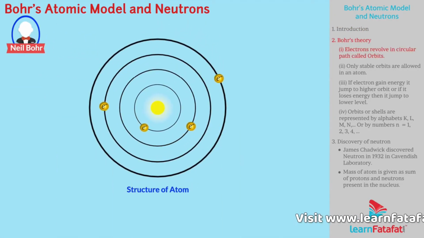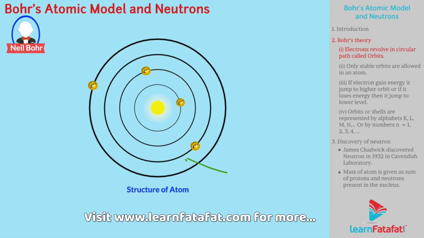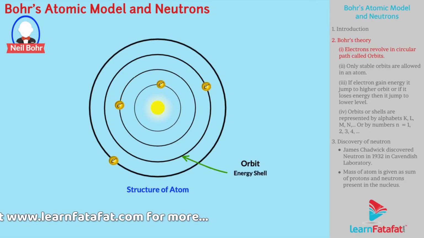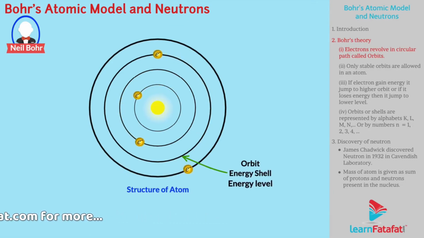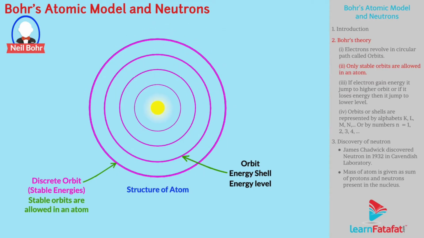So, according to Bohr's theory, electrons revolve in circular paths called orbits or energy shells or energy levels. There is possibility of infinite orbits in an atom. However, in very few discrete, that is, distinct orbits, electrons have stable energies. Therefore, only stable orbits are allowed in an atom.